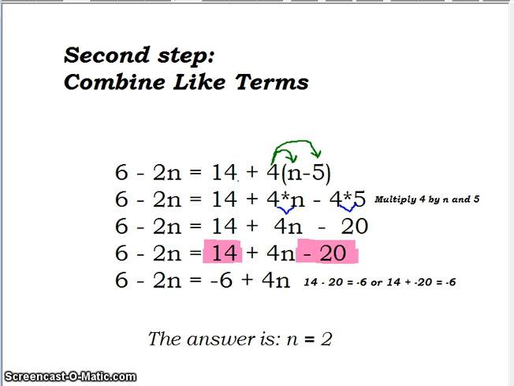Even though it says minus 20, if I were to do keep, change, that means keep the first variable term, change the subtraction sign to addition, and also change the sign of the 20. So if it's positive 20 right now, it would change into negative 20. That would mean I would have 14 plus negative 20. 14 plus negative 20 is equal to negative 6. So now my equation will read 6 minus 2n is equal to negative 6 plus 4n.